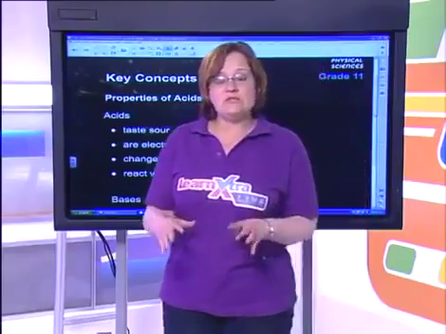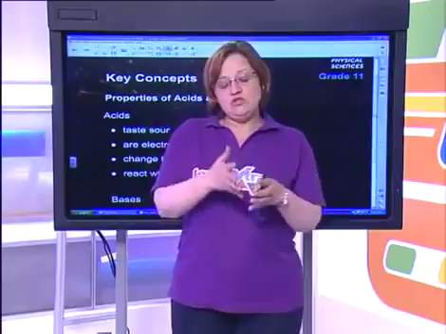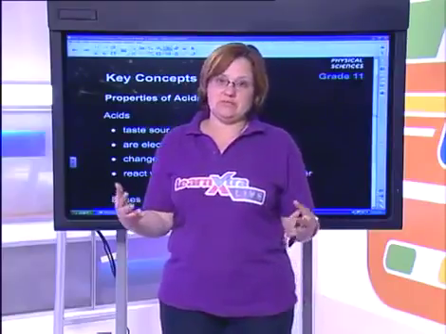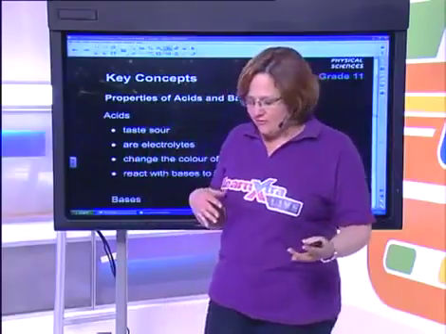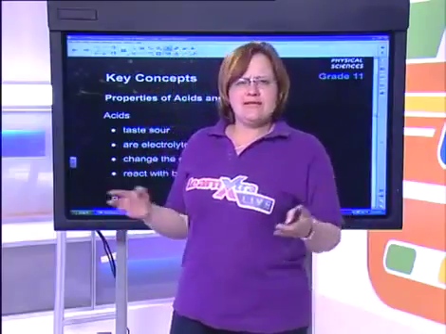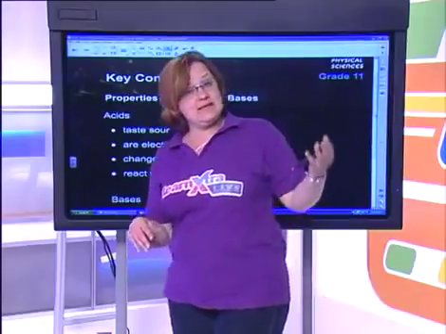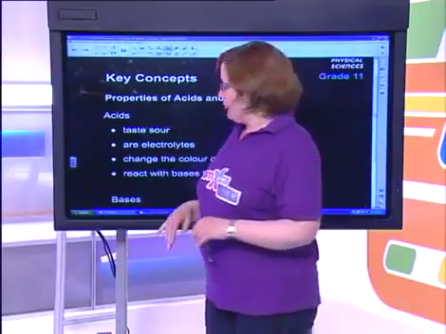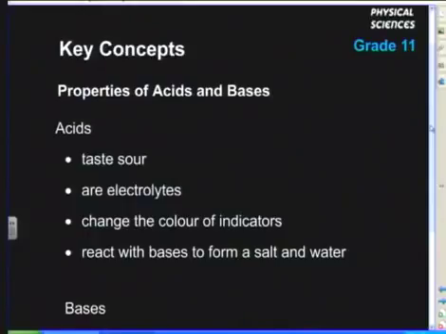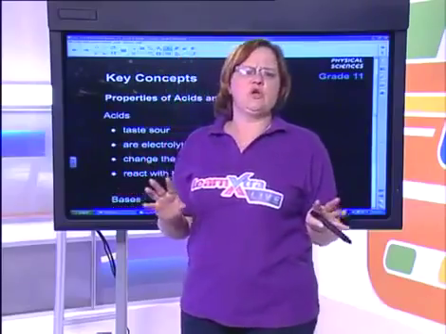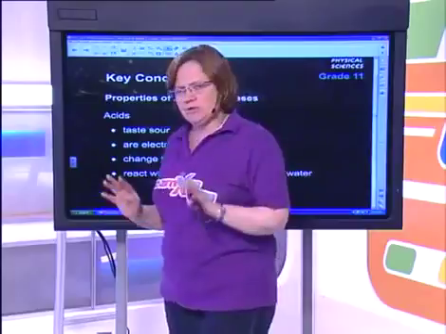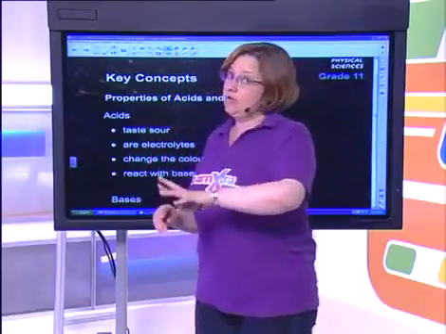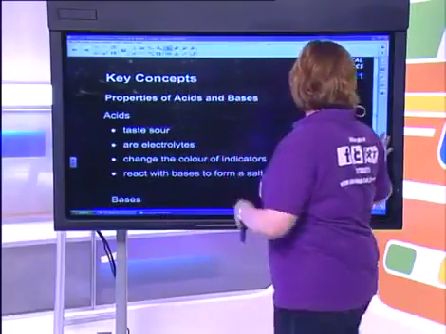They change the color of indicators. Remember, an indicator is simply an organic compound which changes color according to the pH of the substance it is in. Indicators are wonderful things, and we have a lot of natural indicators. We'll talk about this again next week. Red cabbage is a natural indicator. Black tea is a natural indicator. Depending on the pH, it changes color. And acids react with bases to form a salt and water. You did a little bit of that last year with the different acid-base reactions. We're going to look at those again, and at writing the equations for them.